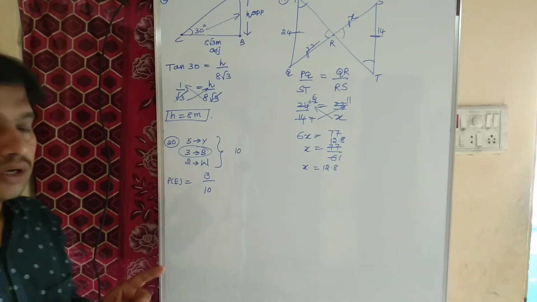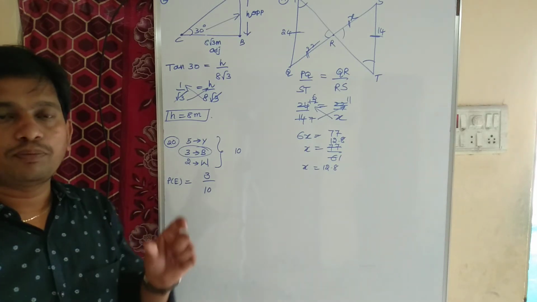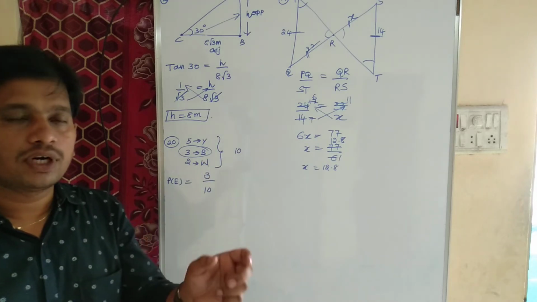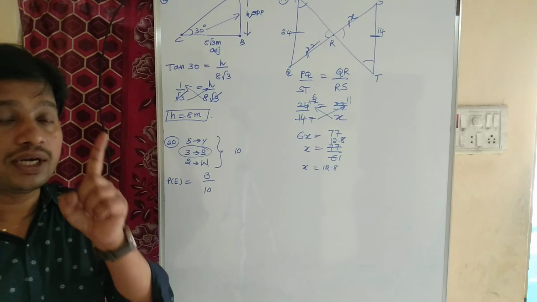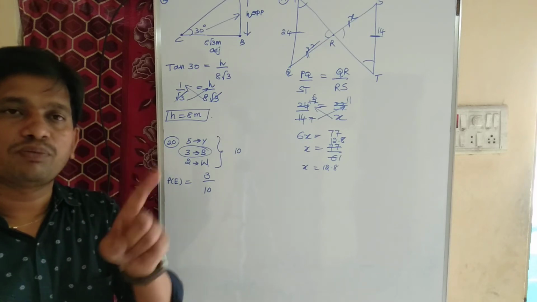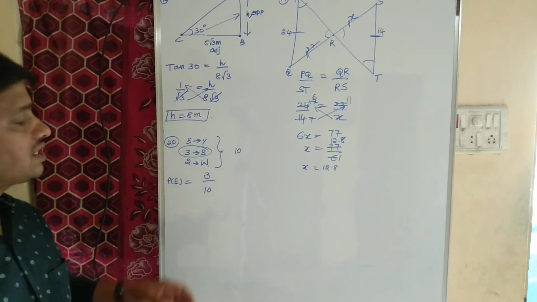So children, don't forget to write the probability of an event, P of E, equal to number of favorable outcomes to the total number of outcomes. The formula is compulsory. If you write the formula, you will get 1 mark. So the answer is 3 by 10.